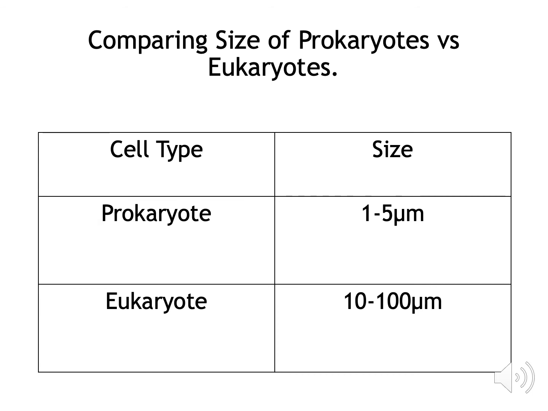As you can see from this table, typically the diameter of a prokaryotic cell is between 1 and 5 micrometres, while eukaryotic cells are larger and they're between 10 and 100 micrometres in size.